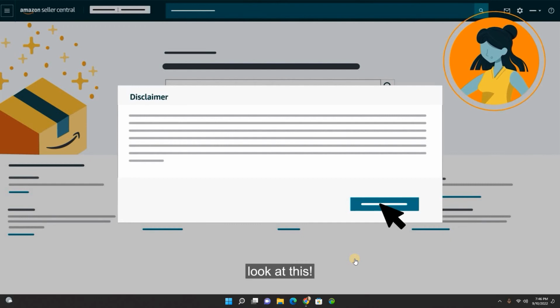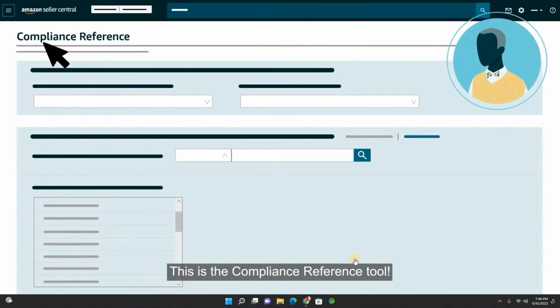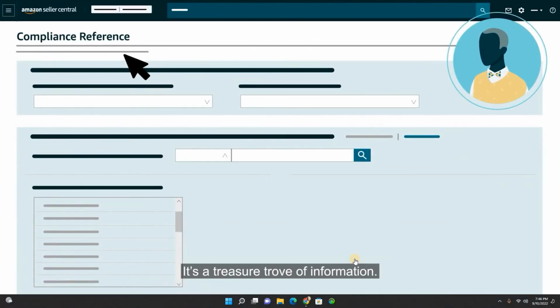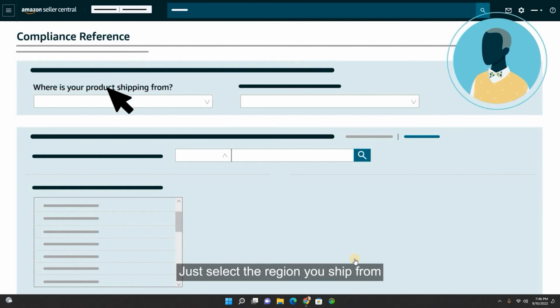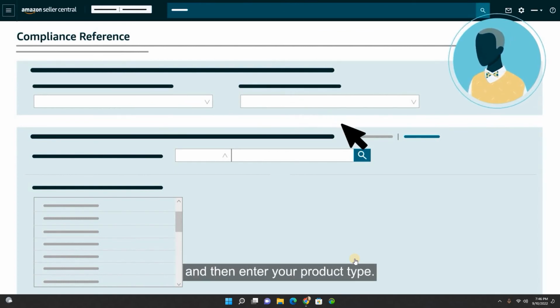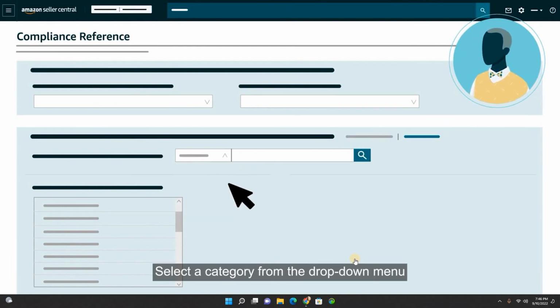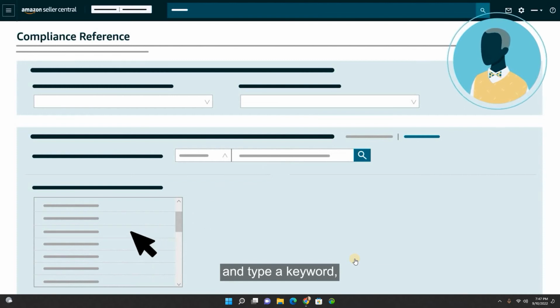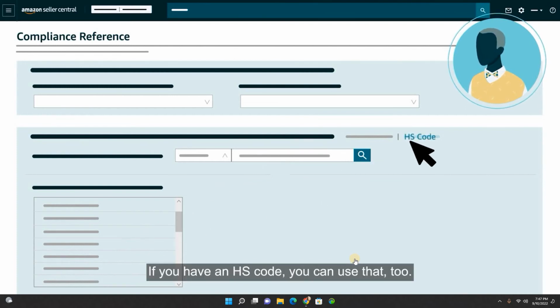Whoa, look at this. This is the Compliance Reference Tool. It's a treasure trove of information. Just select the region you ship from and the store where you want to sell, and then enter your product type. Select a category from the drop-down menu and type a keyword, or search from the list. If you have an HS code, you can use that too.